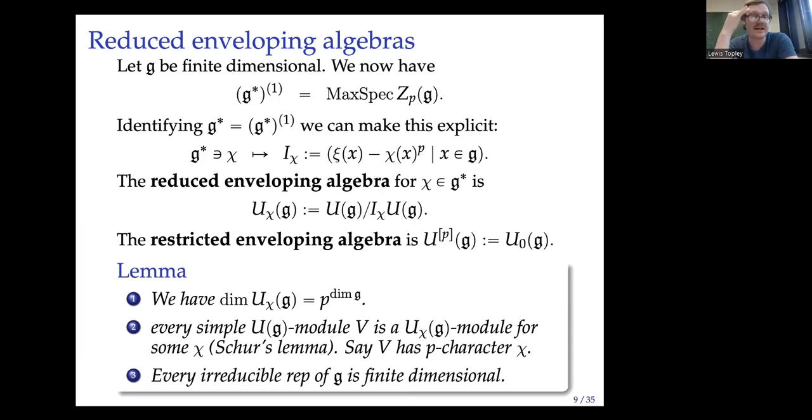So if you take an algebra of finite dimension D, then the maximal possible dimension that a simple module could have is the square root of D, and that occurs precisely when you have a matrix algebra of rank square root D, and its dimension is D. So we can say that irreducible reps are bounded above by p to the half dim G.